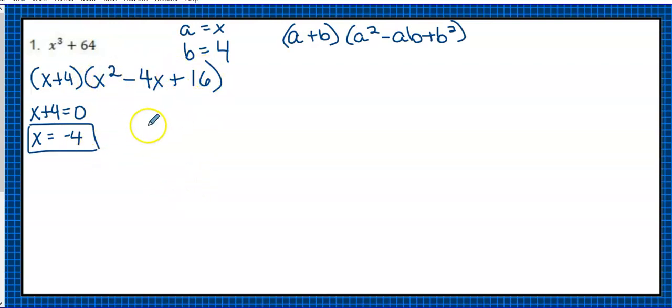And looking at this, there's no way I can put this into 2 binomials. There's not 2 numbers that multiply to 16 that combine to give me -4. So I have to use the quadratic formula. Now I'm going to set that up and come back.